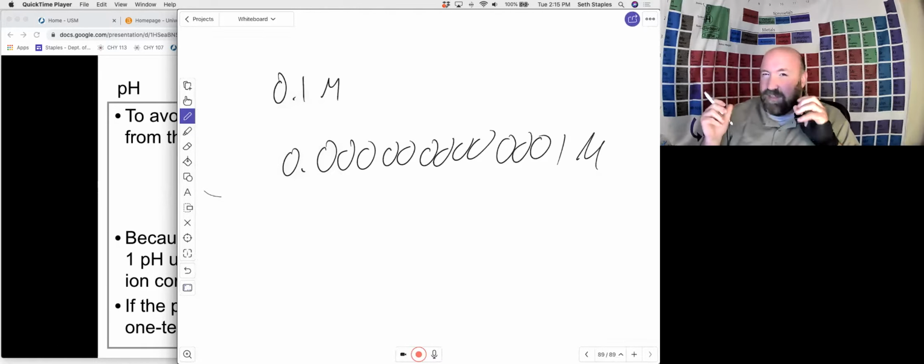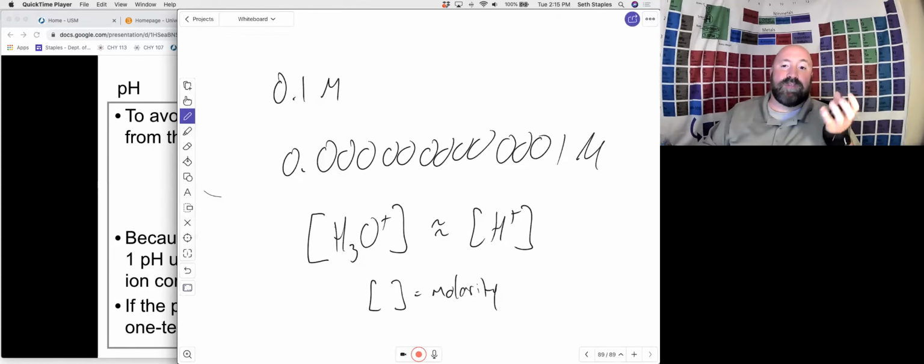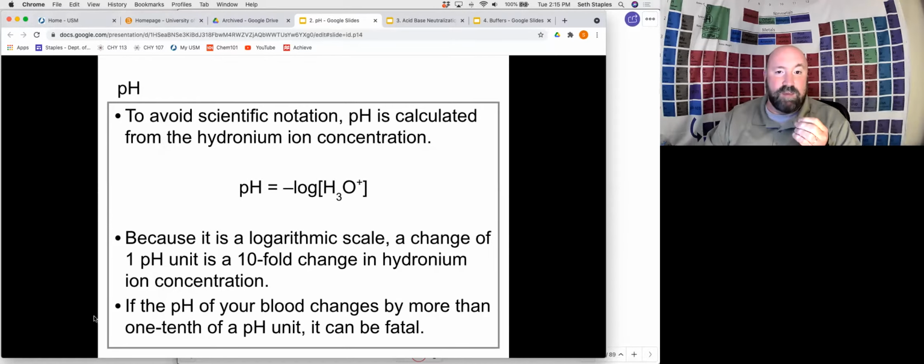Some other terminology, by the way, that I don't think I introduced when I talked about molarity. When you see brackets like this, in this case brackets of H3O plus or brackets of H plus, remember, fundamentally, those really mean the same thing. These brackets just mean molarity. And so we're talking about the molarity, our moles per liter, of the hydronium ion concentration. Again, since we can have this wide range of magnitudes, we use a log scale in order to calculate pH.